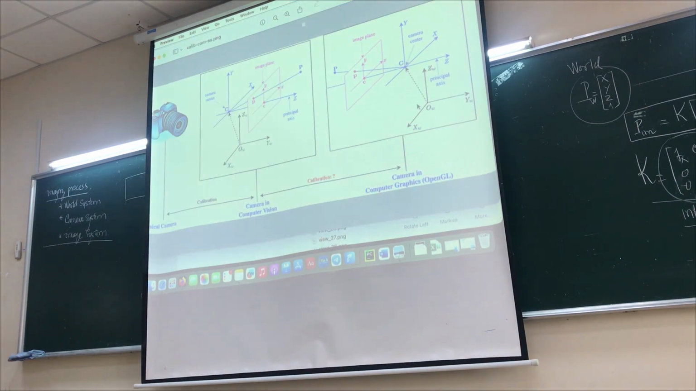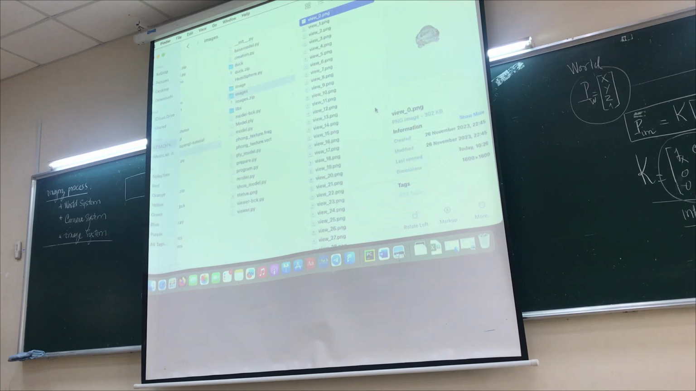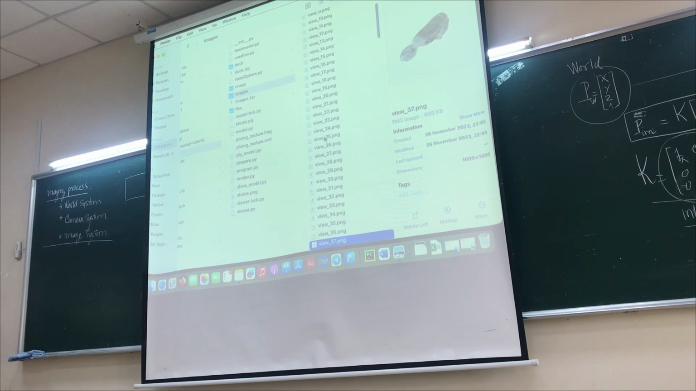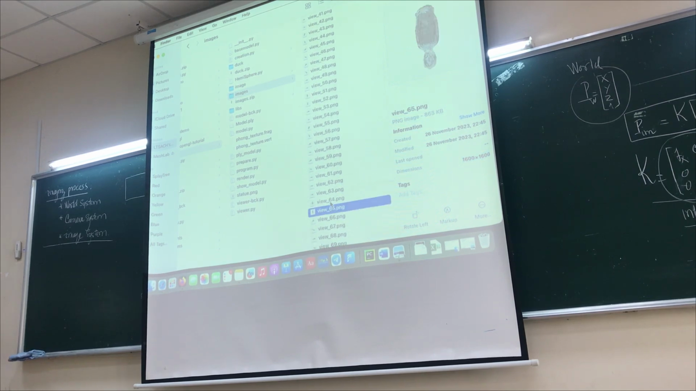You can see that is the picture. You can see the picture. We capture around the camera. The image here, you can see that is, let's say, 1,600 by 600 pixels, in color. Okay, that is the idea.